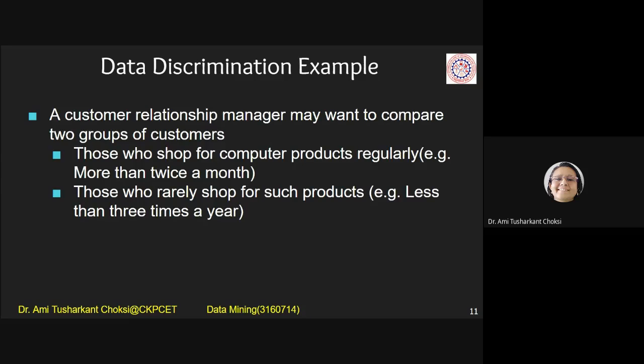In the first, we have considered the group where a person buys computer products twice a month. This is month and this is year, right? And here the group considers customers who rarely shop the products, right? So we are having these two groups, and say the customer relationship manager wants to compare these two groups, right? So what we can say is this is the data discrimination example, isn't it?